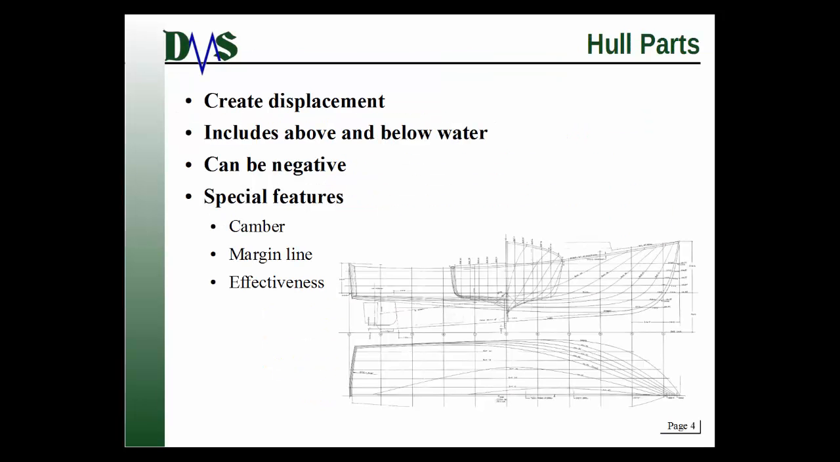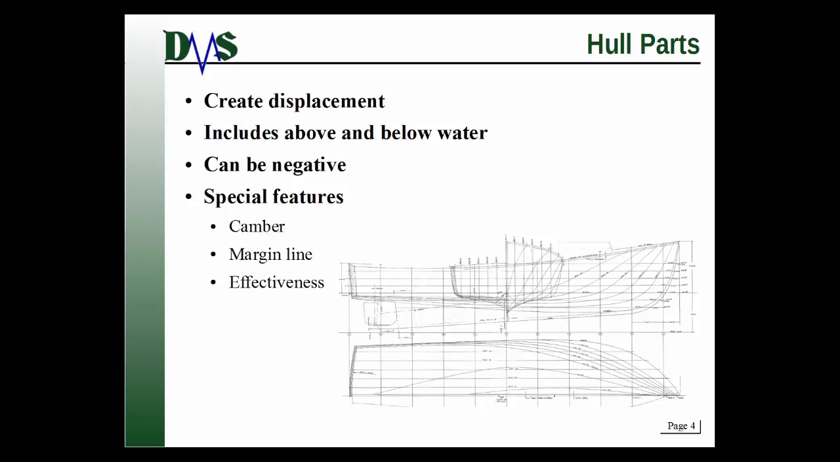So the first type of part that we want to talk about in GHS are hull parts. What makes them special is they create displacement. So this is the force that holds your ship up. And they include both an above water and a below water portion in the part. And this is the interesting part because it only adds displacement for the section of the hull that is below the water. Another interesting thing is that hull parts can be negative.